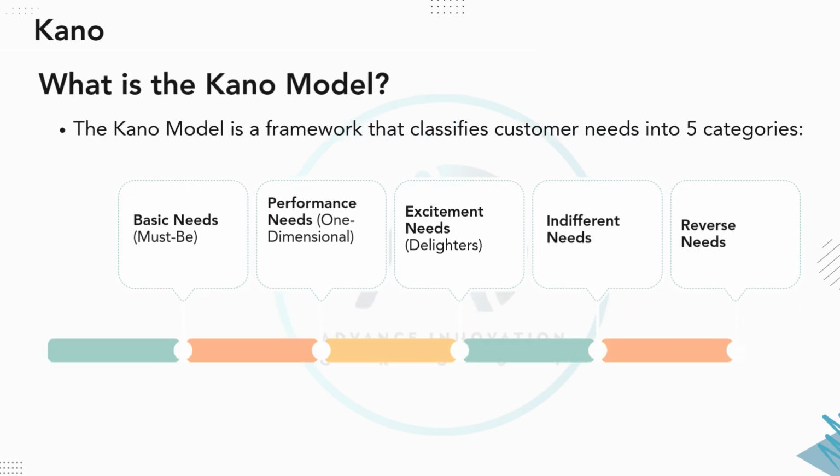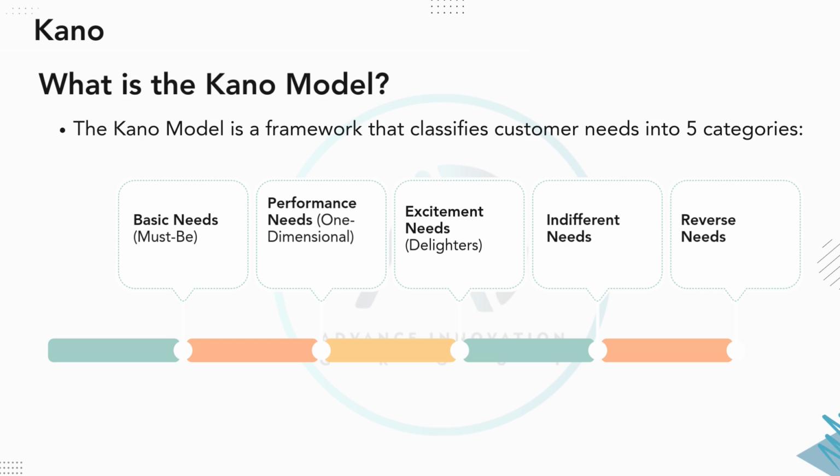In this slide, we're introducing the Kano model, a customer satisfaction framework developed by Professor Noriaki Kano. The model classifies customer needs into 5 distinct categories, which help us understand how different types of features impact customer satisfaction. Let's briefly look at each category. Basic needs, must be. These are the fundamental expectations. If these are missing, the customer is dissatisfied, but if they're met, the customer may not even notice.